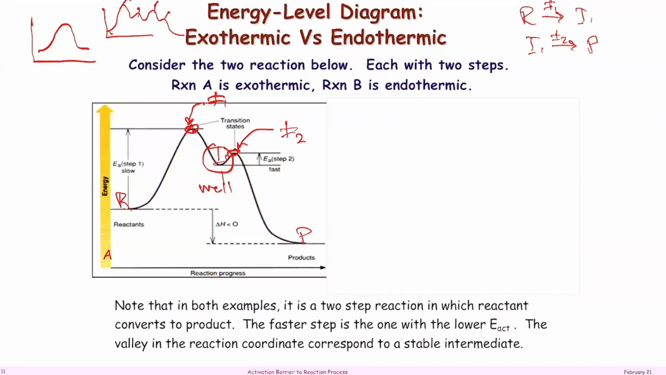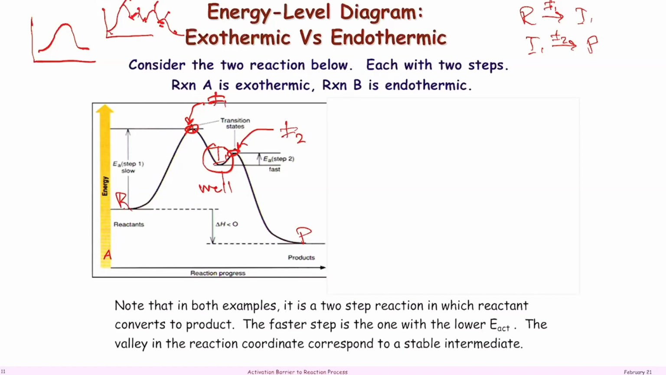Okay, the number of humps will tell you how many individual steps you have as it progresses towards the product. It'll also give you an idea of how many intermediates, how many valleys you have. Okay, so this particular reaction coordinate diagram, it's a two-step mechanism. There's two activated complexes. There's two transition states. There's only one activation energy in the forward direction. There's only one activation energy in the reverse, but there is an activation energy for the first step and there is an activation energy for the second step.